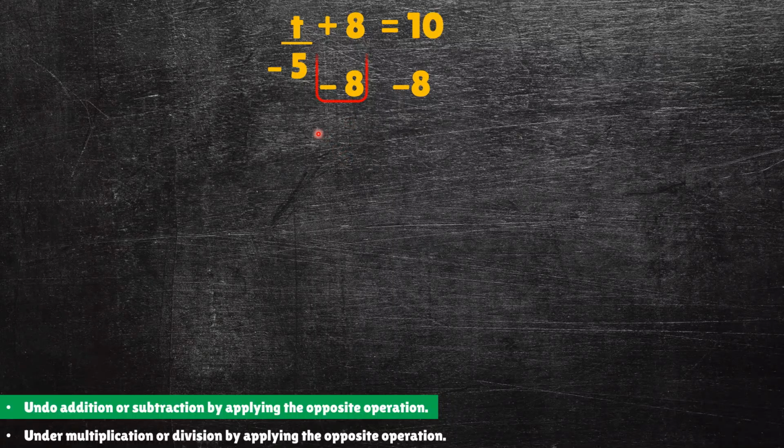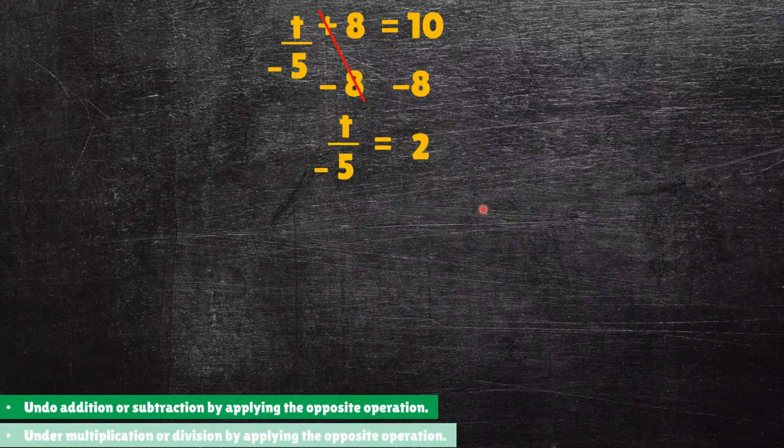If we focus on the left, positive 8 minus 8 cancels out, so we're left with t over negative 5. On the right side, we have 10 minus 8, and 10 minus 8 is equal to 2. This moves us on to step number 2.